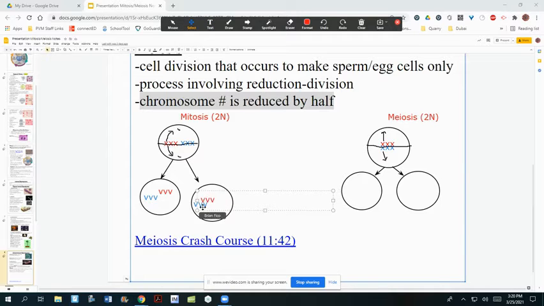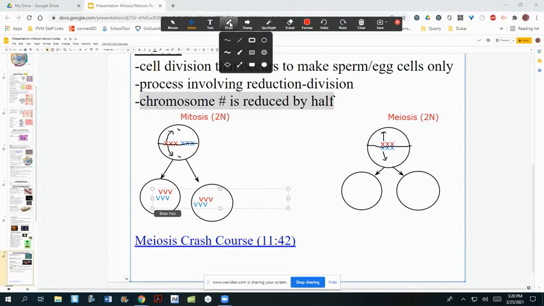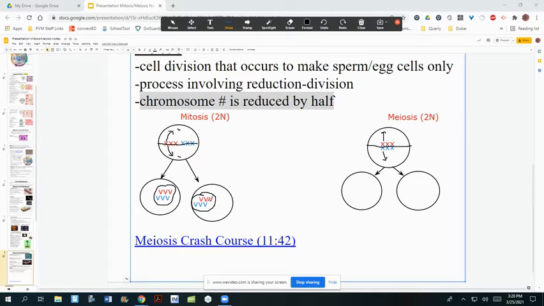So the nucleus that's formed during mitosis is going to have a set of genetic material from mom and a set of genetic material from dad. You're going to have an identical set of genetic material from mom and a set of genetic material from dad in the other cell. These cells are identical and they have 2 full sets of genetic material.